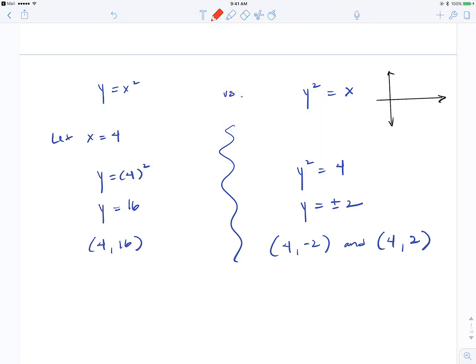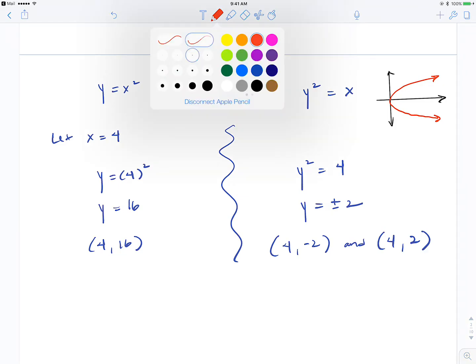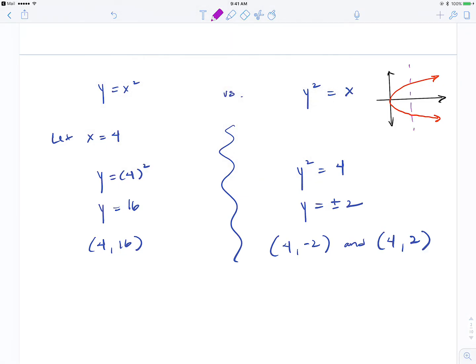Let's try that again. So it's a sideways parabola, and we can see that that sideways parabola would not pass the vertical line test, meaning it is not a function. So if we thought of this as x equals 4, we would have this point down here, which would be (4, negative 2), and then this point up here, which would be (4, 2).